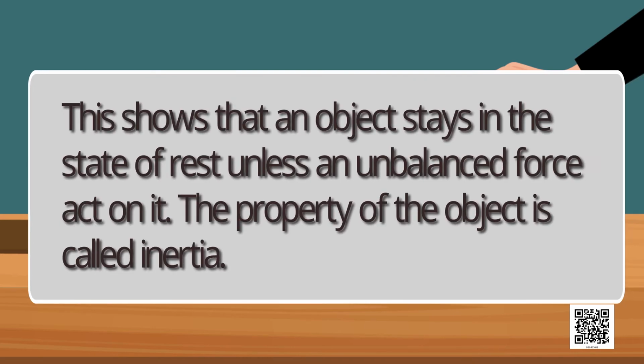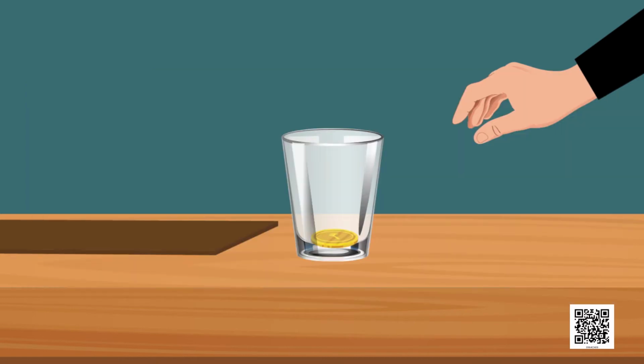So students, this shows that an object stays in the state of rest unless an unbalanced force acts on it. This property of the object is called inertia. Students, let us now study the second law of motion.